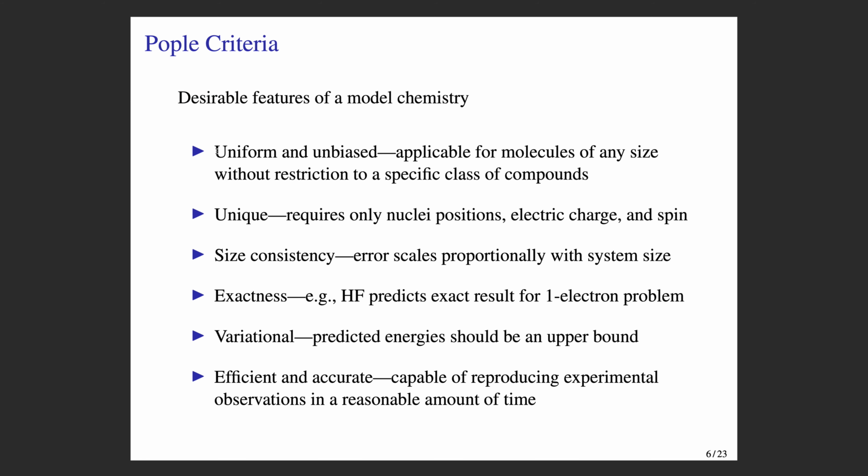So the one goal would be to have a method, a model chemistry, that is uniform and unbiased, which means that you can essentially apply it to a molecule of any size without worrying about what particular class of compounds it comes from.